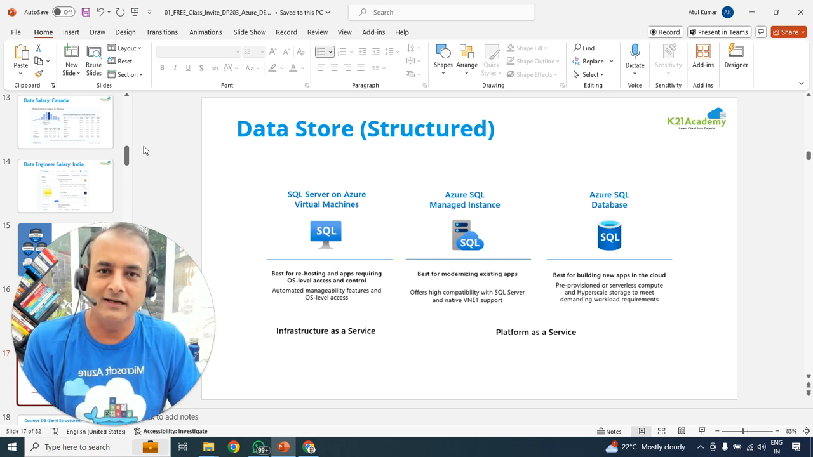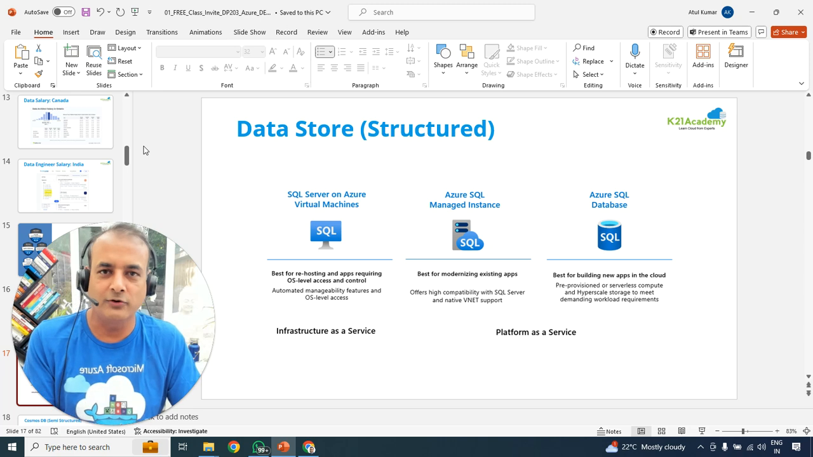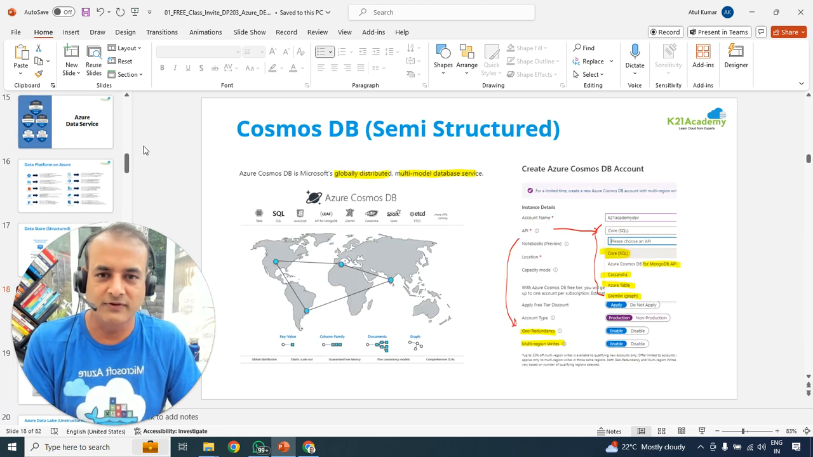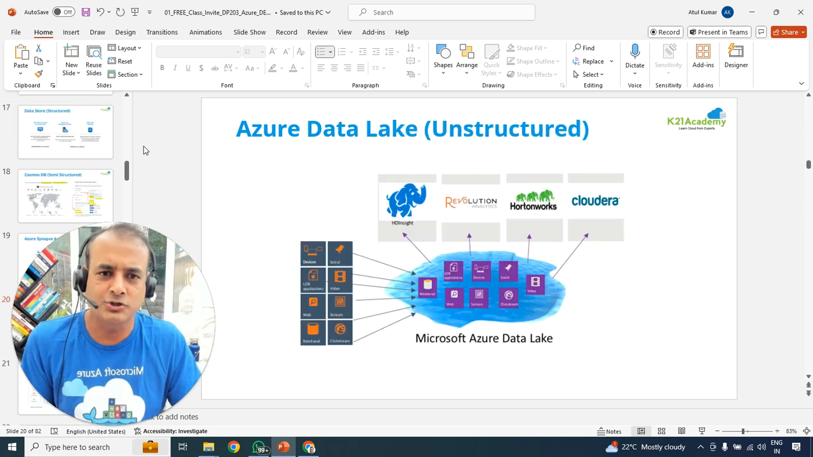So things like data stores for structured data, which use relational databases. You might have heard of Microsoft SQL Server, but we'll look at the implementation of SQL Server on Microsoft Azure Cloud, the different formats you see in platform as a service, infrastructure as a service, and so on. We'll also look at another data store for semi-structured data, maybe Cosmos DB and Azure Synapse, which can also be used for unstructured data as well.